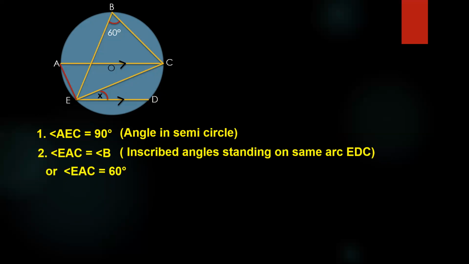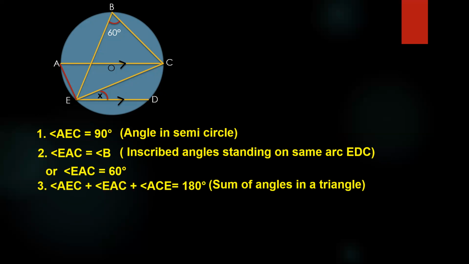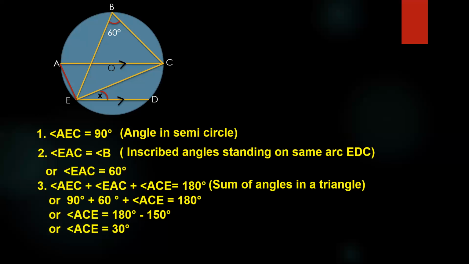Now we are going to find out the value of ACE. How can we find out? If you look into the triangle, we know that AEC plus EAC plus ACE equals 180 degrees. These are all the angles of the triangle. We can write here sum of angles in a triangle. Okay. Now look at the value of AEC, that is 90 degrees, plus EAC 60 degrees, plus angle ACE is 180 degrees. And here angle ACE is equal to 180 degrees minus 150 degrees. 90 degrees plus 60 degrees gives you 150 degrees, which now ACE is equal to 30 degrees, right? So we found the value of ACE.